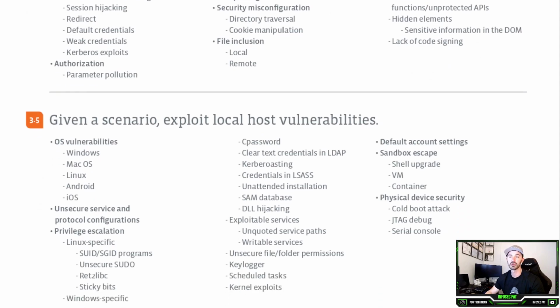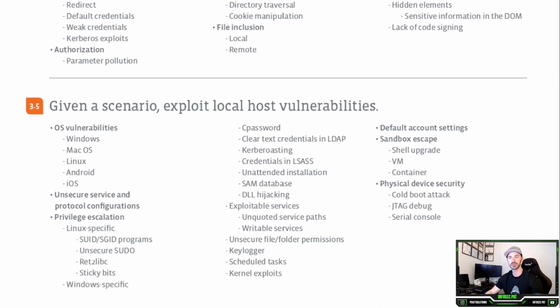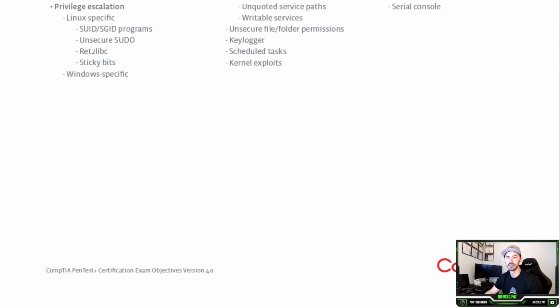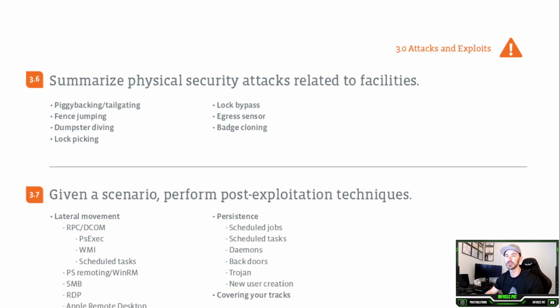Given a scenario, exploit local host vulnerabilities: OS, Windows, Mac, Linux, iOS, Android, and all these different kinds of attacks. Privilege escalation with your Linux stuff, Windows, password and cleartext credentials, and LDAP, which is the Lightweight Directory Access Protocol, and Kerberos, which is on the Active Directory side. All this stuff is super critical to understand and know. Okay, let's just keep going and see the next one.